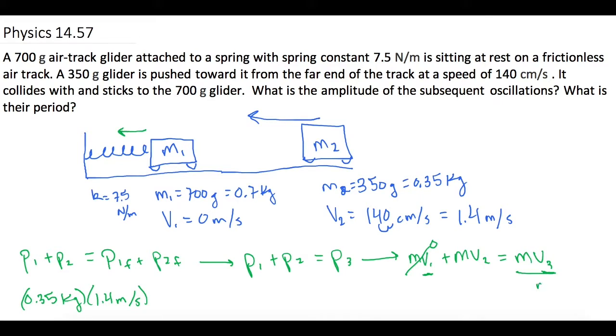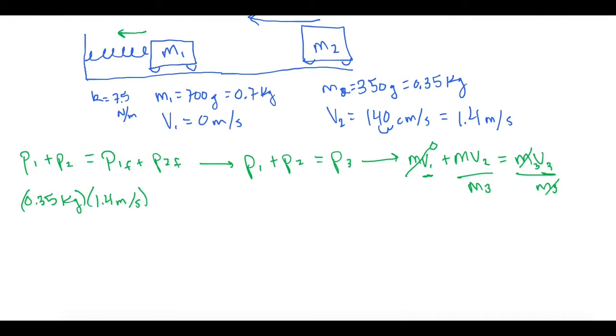And then we're going to divide both sides by M3. So now the M3's cancel. So we divide all of this by M3, which is 0.7 plus 0.35 is 1.05 kilograms. So V3 is equal to 0.467 meters per second. And this makes sense because we're adding a lot more mass to it. So it makes sense that it'll be slower than it started out with, just because mass 1 wasn't moving at all. So it's slowing down the whole two masses together.